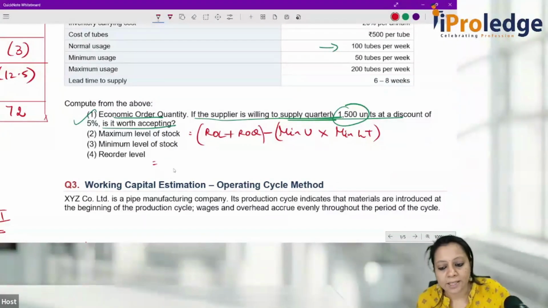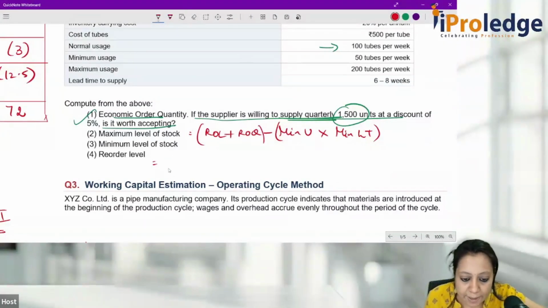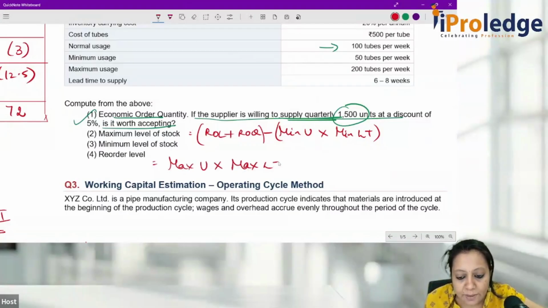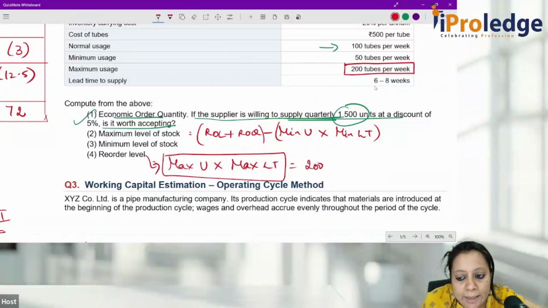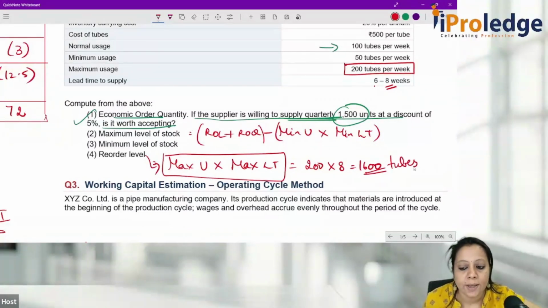Reorder level is equal to maximum usage into maximum lead time. Very simple. All this we have done in the regular class. Good. Most of you remember it also. Maximum usage is equal to 200 tubes given in the question into maximum lead time. Lead time can be anywhere between 6 to 8. Maximum will be 8. So 200 into 8, that is going to be 1600. So this is the reorder level, 1600 tubes.